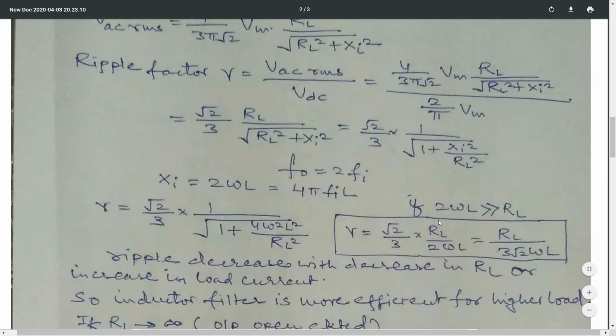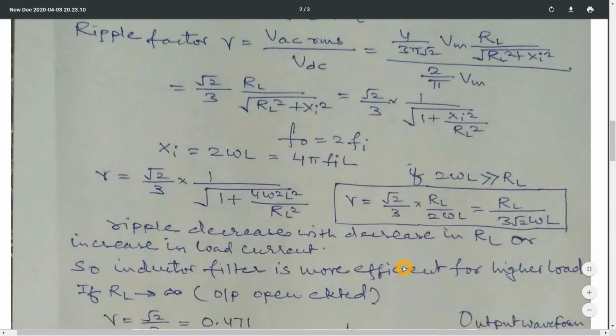If we assume 2 omega L is much greater than RL, in that case it is equal to RL upon 2 omega L. And finally this comes out to be RL upon 3 root 2 omega L. Therefore, formula for ripple factor is equal to RL upon 3 root 2 omega L.